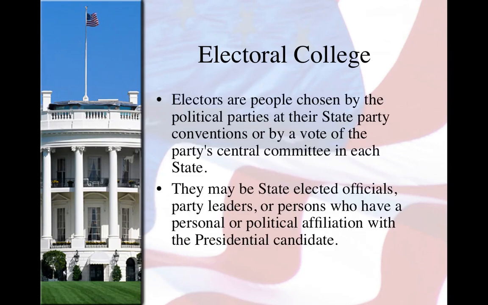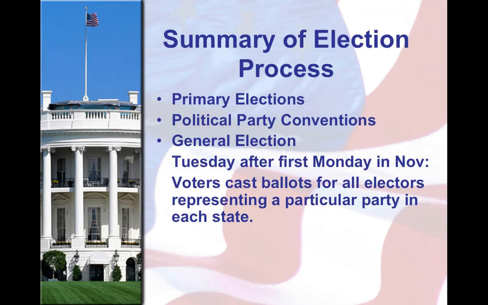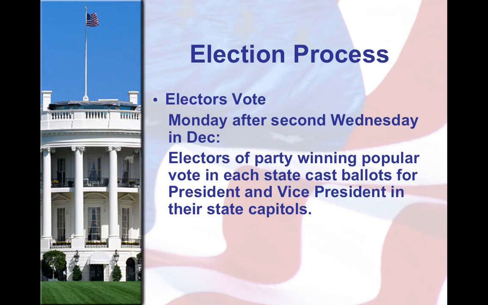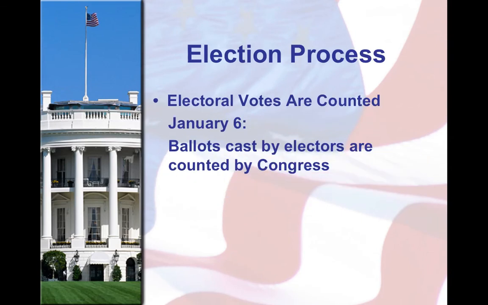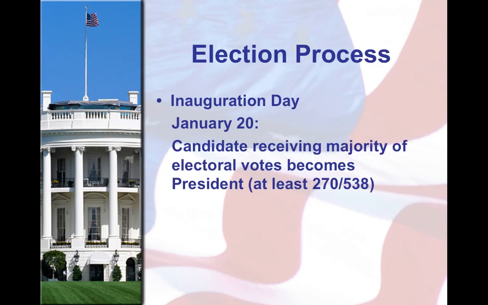Electors are people chosen by the political parties at their state party. They may be state elected officials, party leaders, etc. We have primary elections, political party conventions, and then the general election, which is held on the Tuesday after the first Monday in November. Voters cast ballots for all electors representing a particular party in each state. Inauguration day is January 20th. You must have 270 out of the 538 electoral votes to become president.